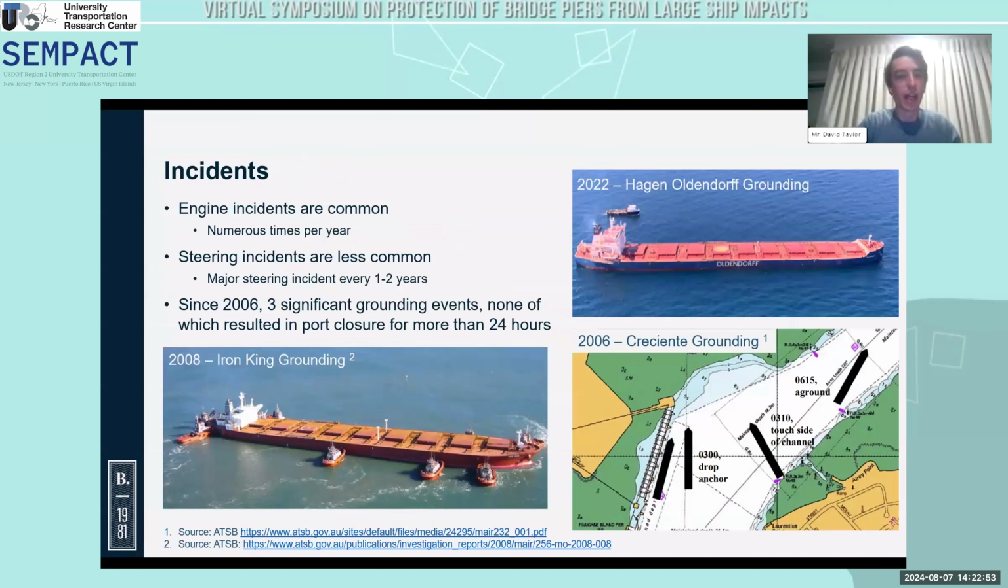So in terms of the type of incidents that can lead to channel blockage, with that number of ship movements in the channel per year, a lot of marine incidents occur. If we firstly look at the root mechanical causes of incidents that can lead to channel blockage, there are two that we're focused on: engine failures or incidents to do with loss of engine control systems, and then the second one is related to steering incidents.